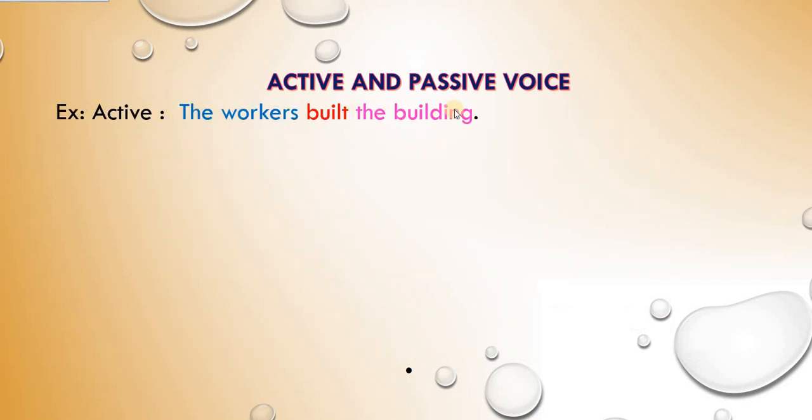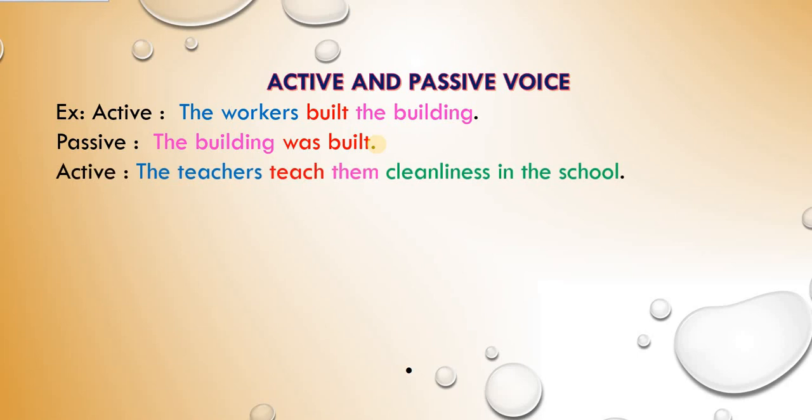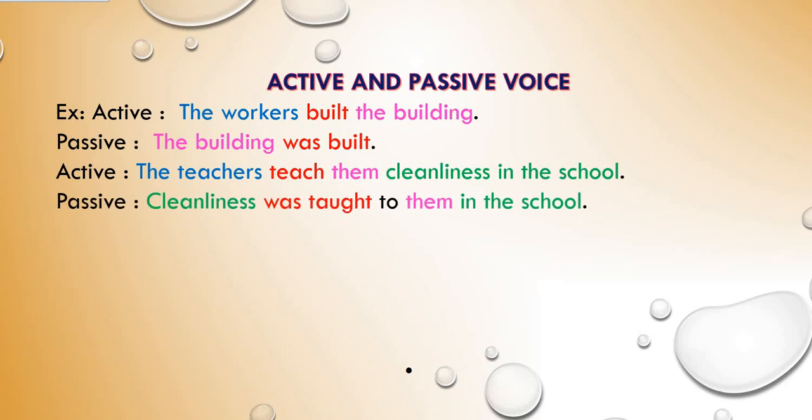Active: The workers built the building. See the passive form. The building was built by workers only. Otherwise by some people. You need not write by whom, because the building was built. Next sentence. The teachers teach them cleanliness in the school. Passive: Cleanliness was taught to them in the school. In the school, it has been taught by the teachers only. You need not write by the teachers. You can write by the teachers, there is nothing wrong, but you need not have to. You can skip the object here in the passive form.